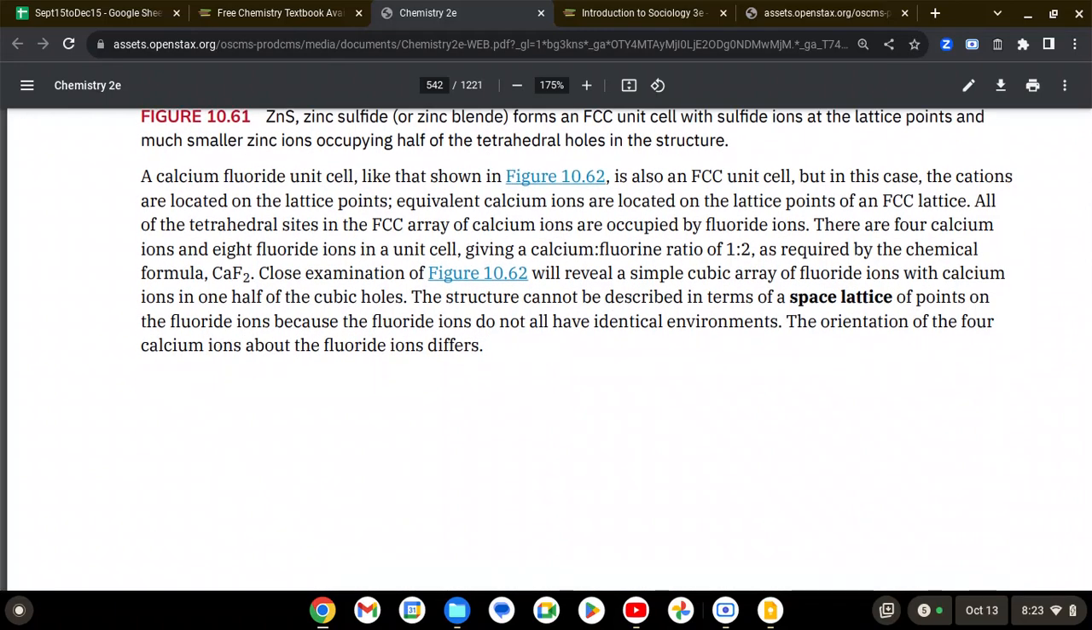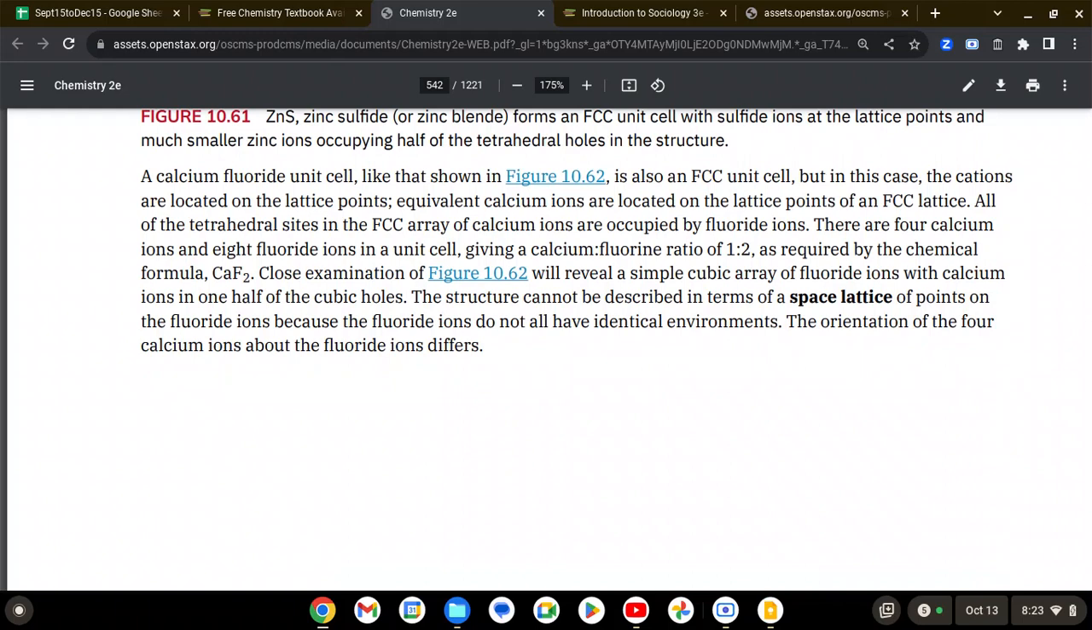A calcium fluoride unit cell, like that shown in figure 10.62, is also an FCC unit cell, but in this case, the cations are located on the lattice points. Equivalent calcium ions are located on the lattice points of an FCC lattice. All of the tetrahedral sites in the FCC array of calcium ions are occupied by fluoride ions. There are 4 calcium ions and 8 fluoride ions in a unit cell, giving a calcium-fluorine ratio of 1 to 2, as required by the chemical formula CaF2.